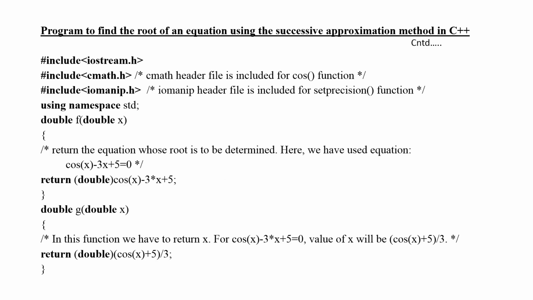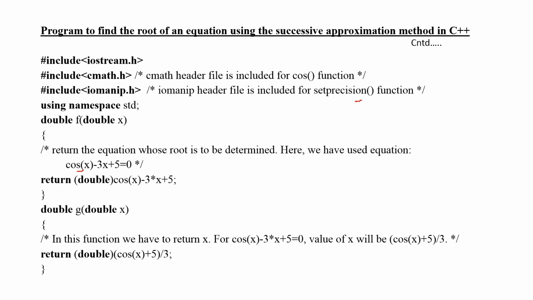Next, we also have to learn a program to find the root of an equation using the successive approximation method in C++. As usual, #include iostream.h, #include cmath.h, #include iomanip.h. cmath.h is a header file we include because in the question we have cos x, sin x and so on, so for that you need cmath. Next is the iomanip header file, for set precision, because you have to round after the decimal point. So for that we need the help of iomanip.h.